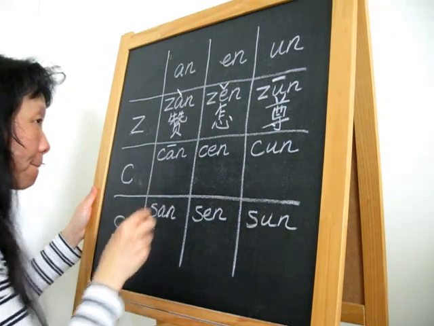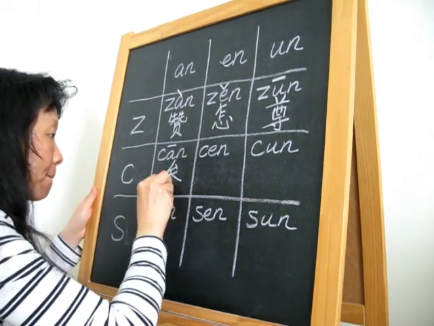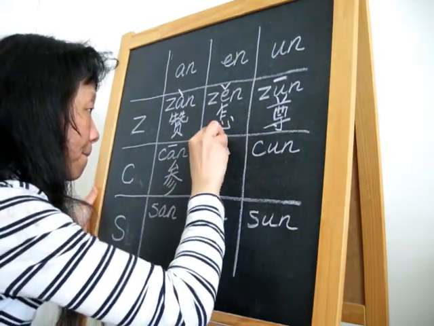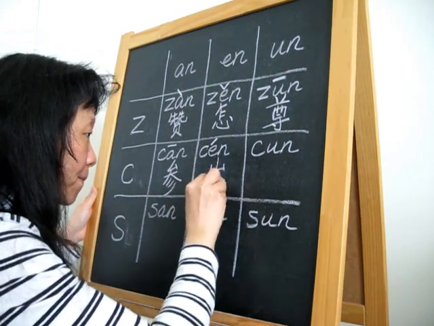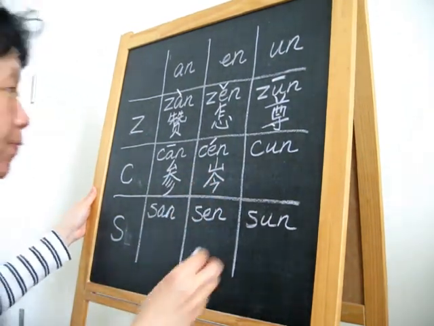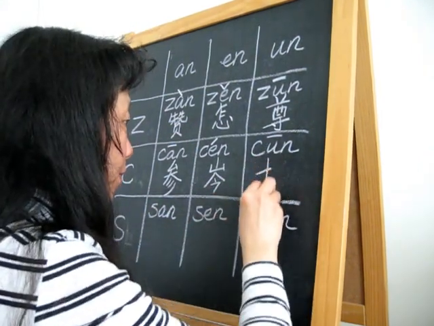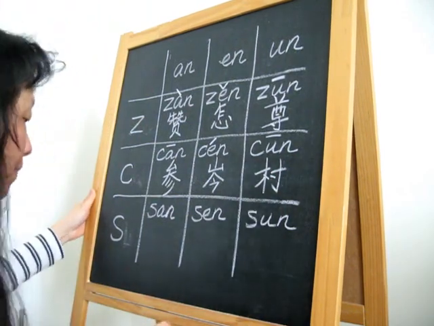The second row, first one, 参. This character combines with others in 参加, which means participate. Second one, 层, which means a small mountain, a tall, small mountain. The third one, 村, which means village.